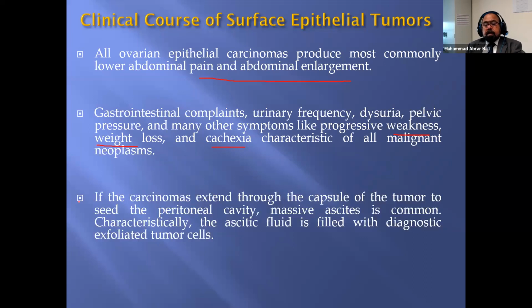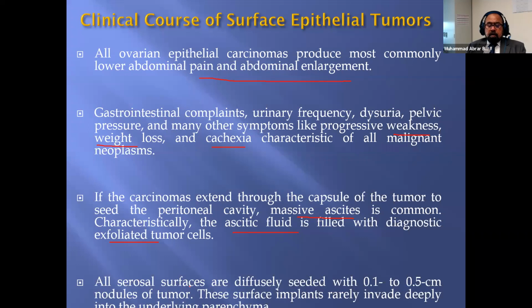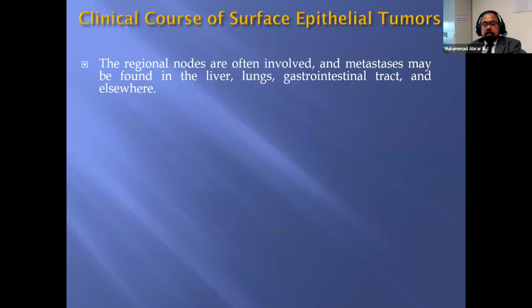If the carcinoma extends through the capsule of the tumor and seeds into the peritoneal cavity, massive ascites will be identified, which is common. And if you do the ascitic fluid examination of the exfoliated cells, you will see exfoliated tumor cells in the ascitic fluid. So all serosal surfaces are diffusely seeded by 0.1 to 0.5 centimeter tumor nodules. These surface implants rarely invade deeply into the underlying parenchyma. So as I showed you in one picture there, they form an omental caking throughout the peritoneum.